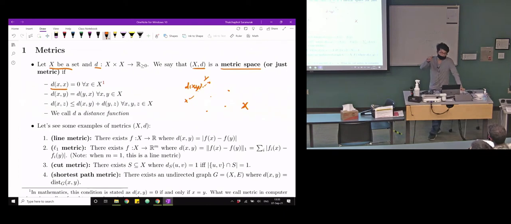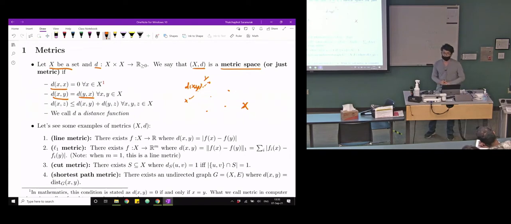First of all, the distance between x and itself is 0. And the second is that it's symmetric. Between two points, going from x to y and from y to x, these are the same number. Both of these are kind of intuitive. The last one is also very intuitive.